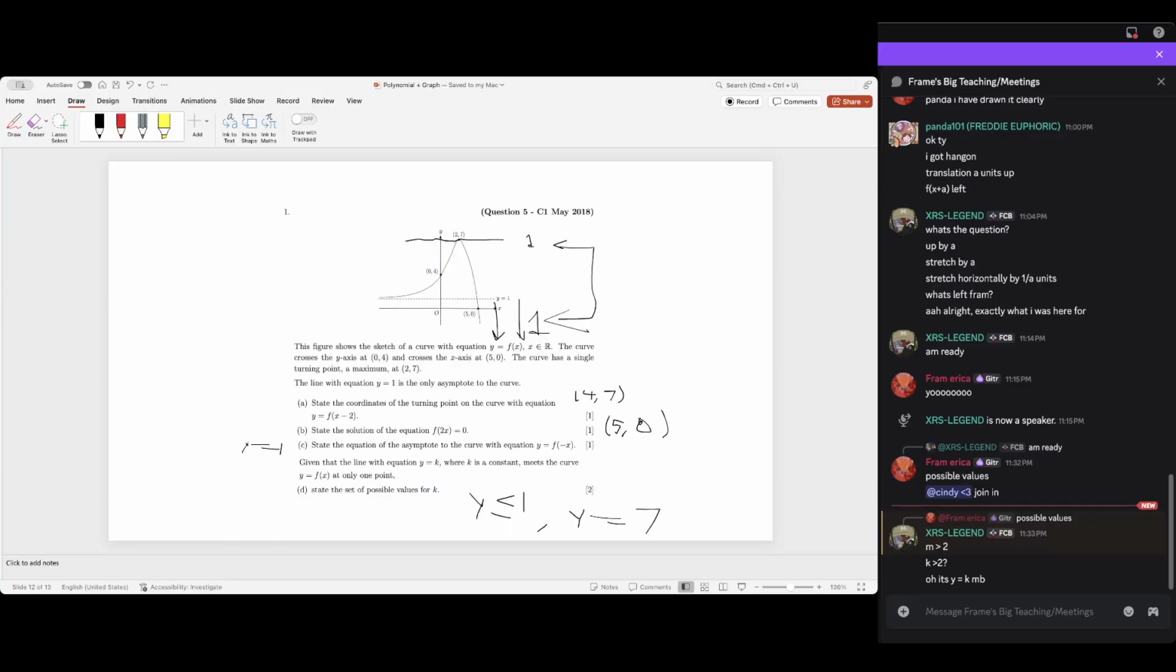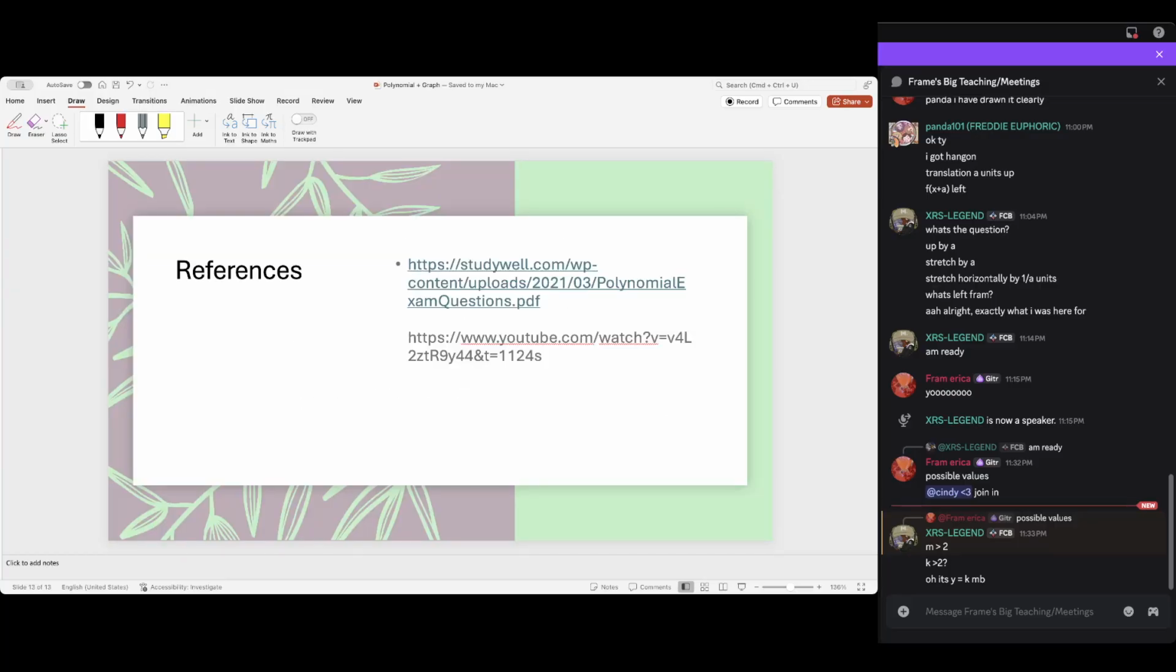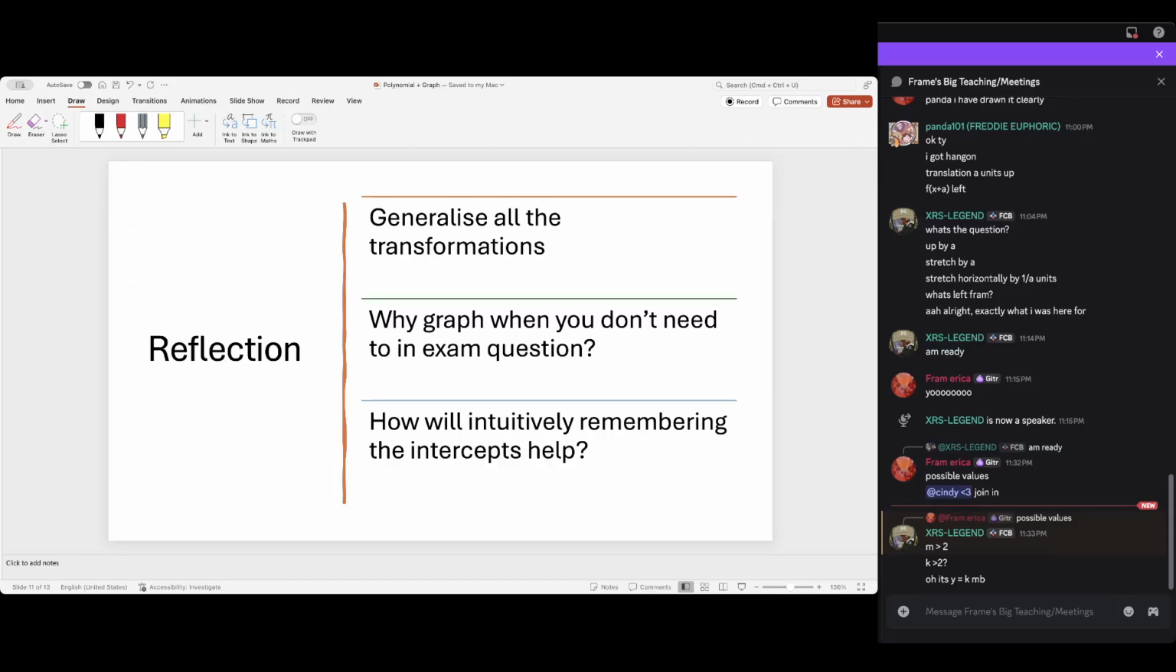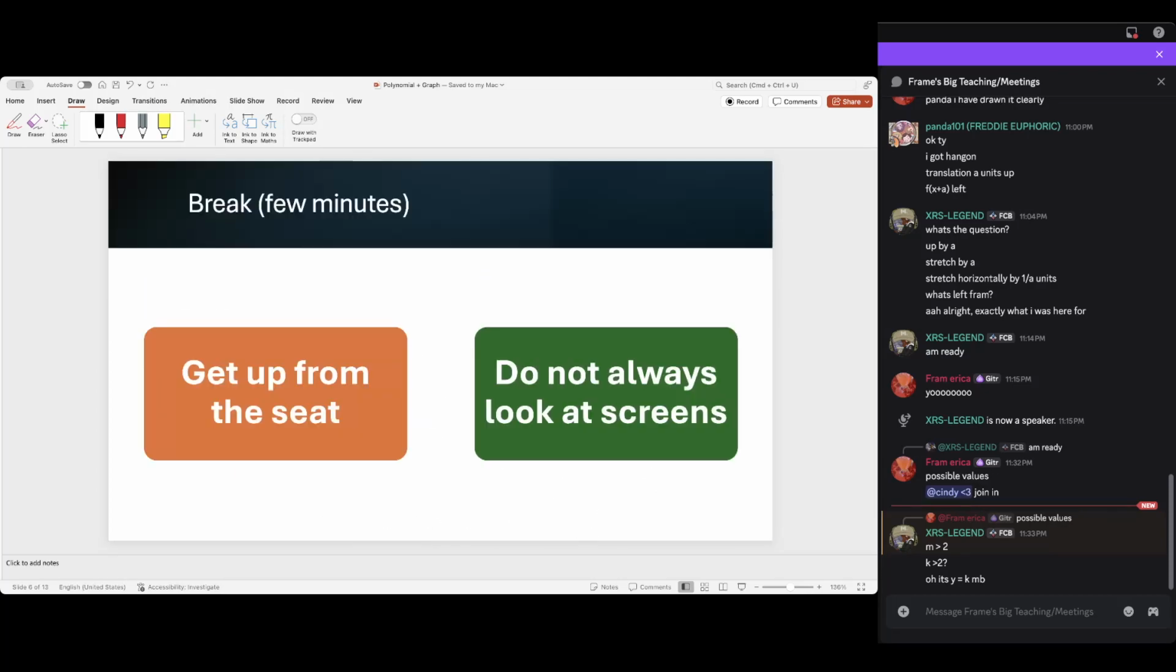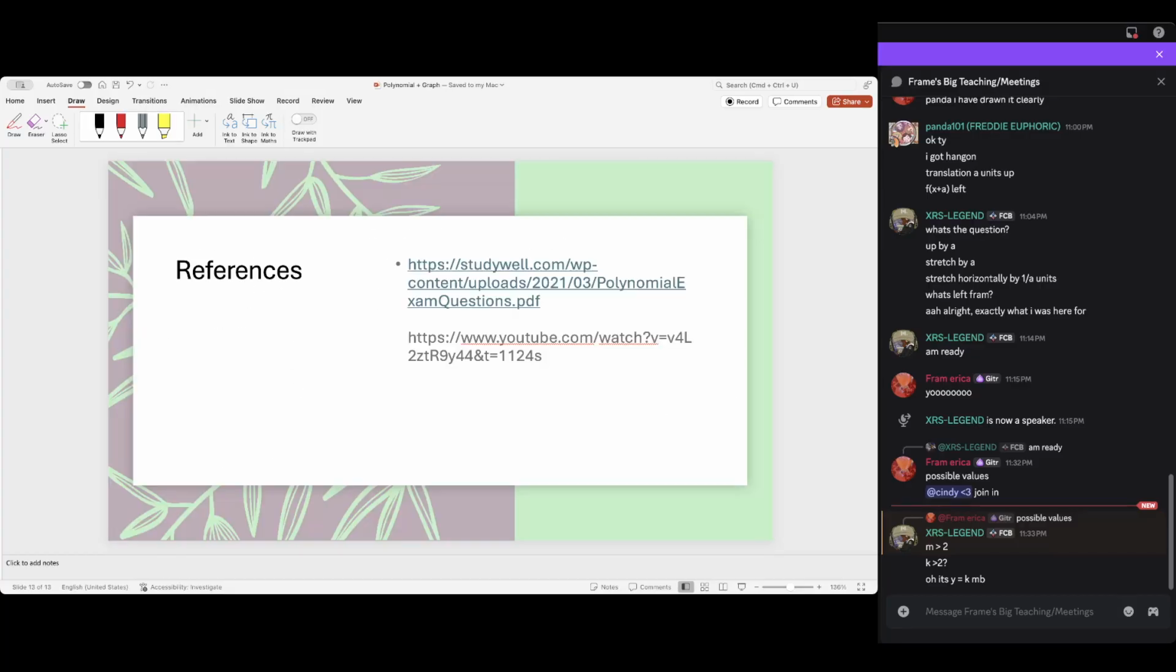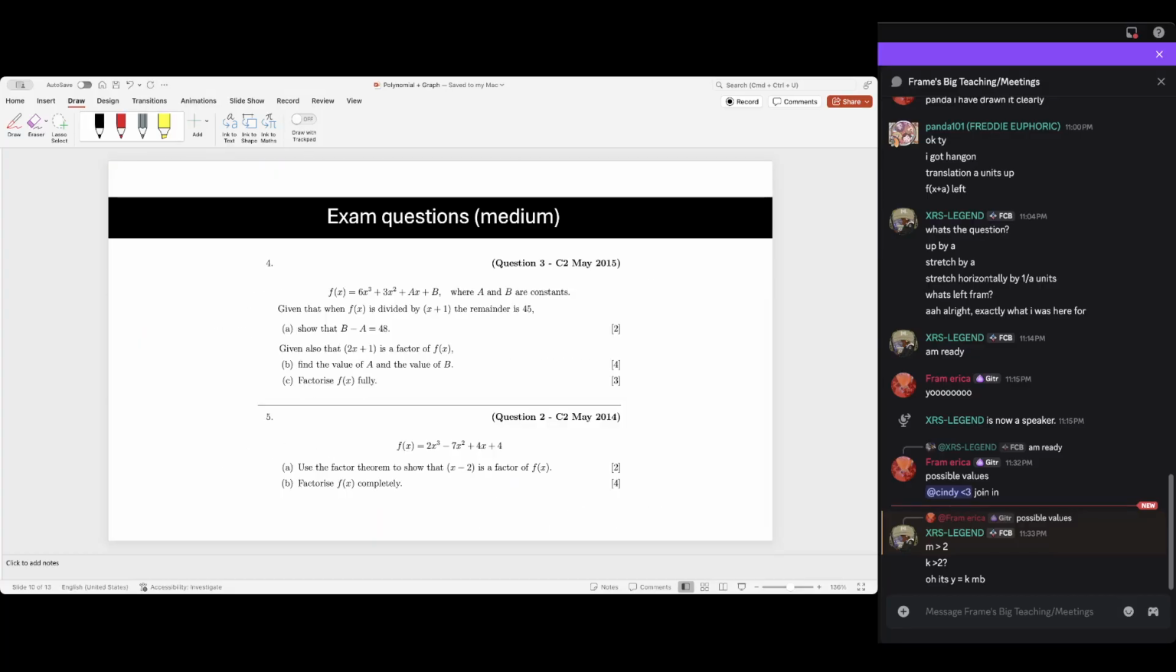And here are our references. This is where we got the questions and other questions. And to generalize all transformations, graph, because it helps you confirm your intuition and ensures that you didn't do anything wrong. That's why you should intuitively remember. So the lesson is over, unless you want to continue it.